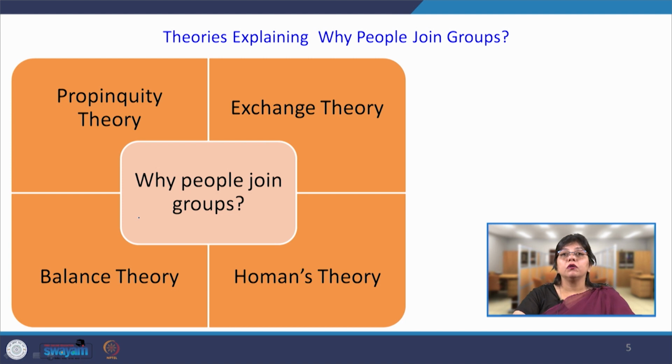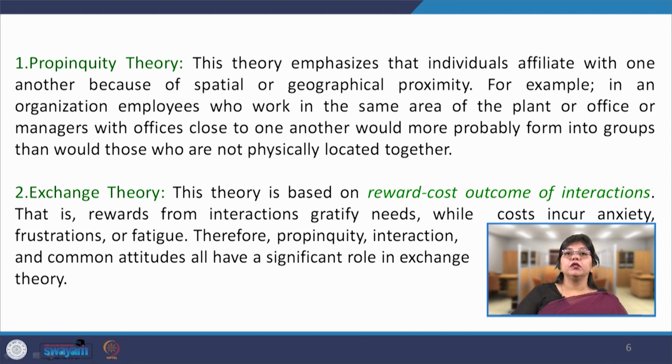These four theories, which are being displayed on this slide, are propinquity theory, exchange theory, balance theory and humanist theory. These four are some of the most famous theories which explain why people join groups. If we talk about propinquity theory, this theory emphasizes that individuals affiliate with one another because of spatial or geographical proximity. Spatial, geographical or physical proximity.